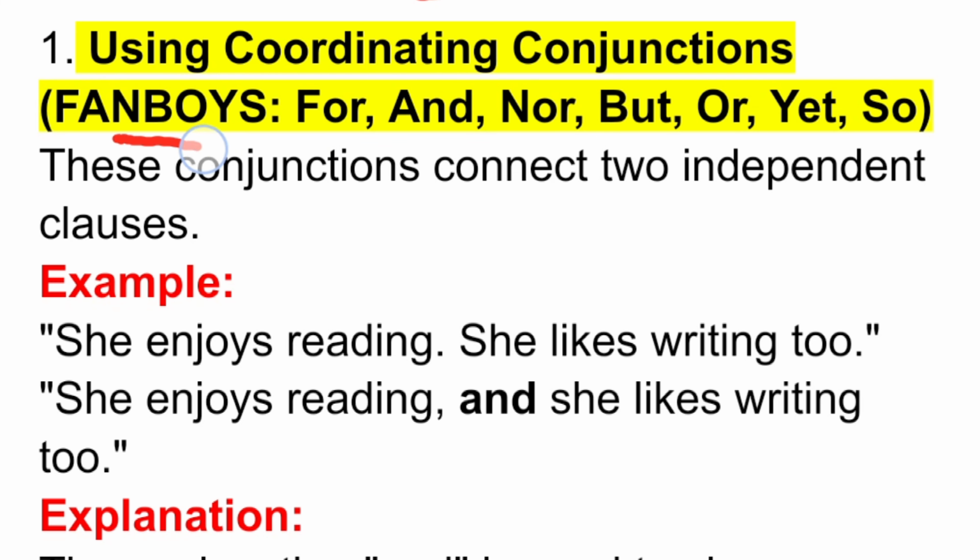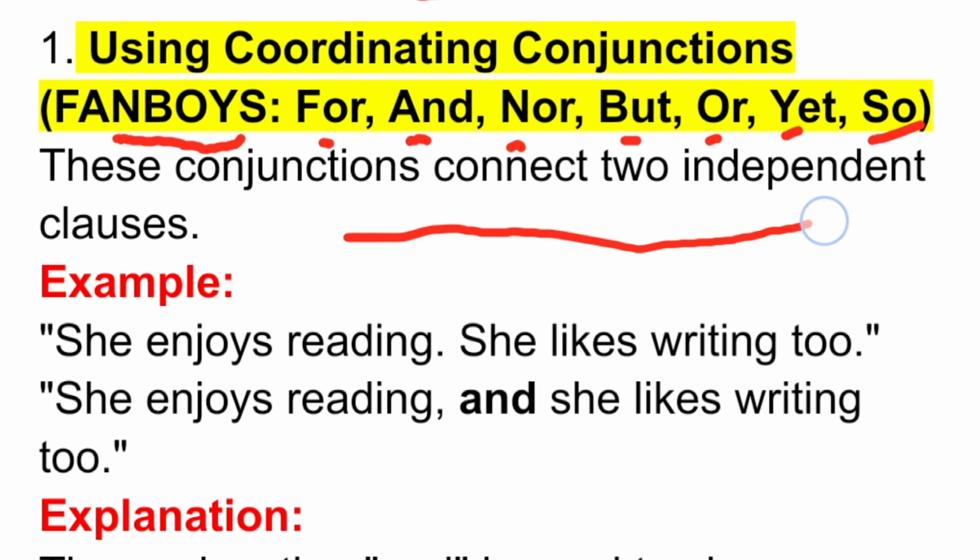So this is the trick, FANBOYS. You can learn all these conjunctions through this word, FANBOYS. So for, and, nor, but, or, yet, and so. So these all are coordinating conjunctions. So what are coordinating conjunctions? Which connects the two independent sentences. What are independent sentences? Means which has their complete meaning in itself, which are not dependent on the other sentence.